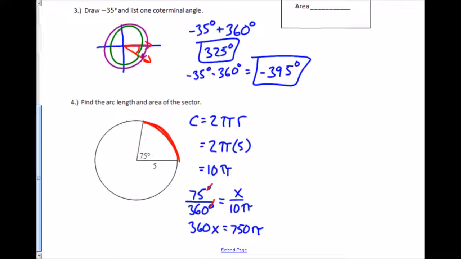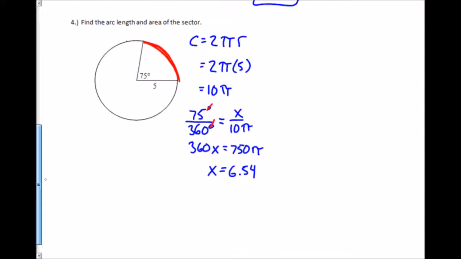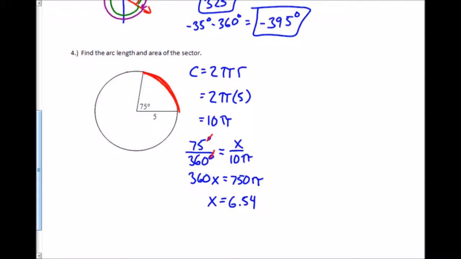And if I round it off, x is going to be approximately 6.54 units, whatever those units happen to be. All right? In terms of the area of the sector, I essentially do the same thing, except I use area. Area is pi r squared. So I've got pi times r, which is 5 squared. So I've got 25 pi.